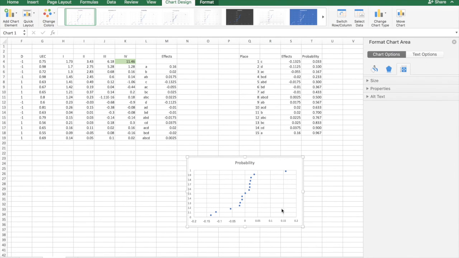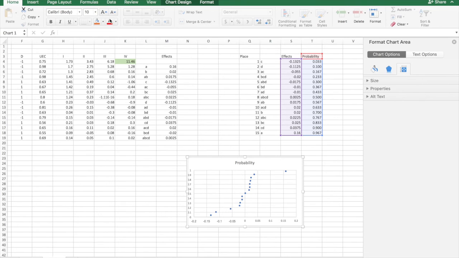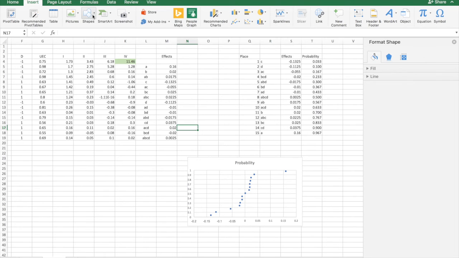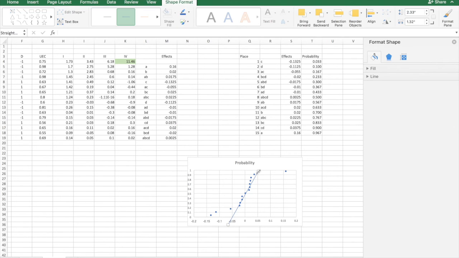So now what we're going to do is trace a line, and the line has to go through as many points as possible. It's not from the highest to the least, it's just as many points as possible. And from here we can see that these 4 points do not follow a straight line.